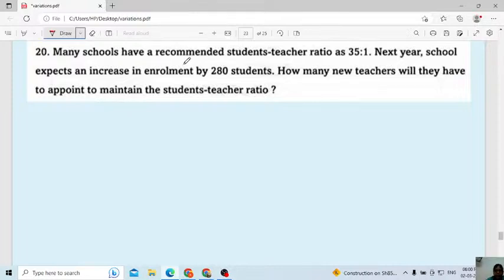Many schools have a recommended student teacher ratio of 35:1. Next year, the school expects an increase in enrollment of 280 students. Okay, here they have given the ratio. Assume next year it increases to 280 students, then how many new teachers will they have to appoint to maintain the student teacher ratio? Already they have given the ratio. 35 divided by 1 will be equal to 280 divided by x. Solve. Already they are given in ratio, which means they will be directly proportional to each other. Correct now?